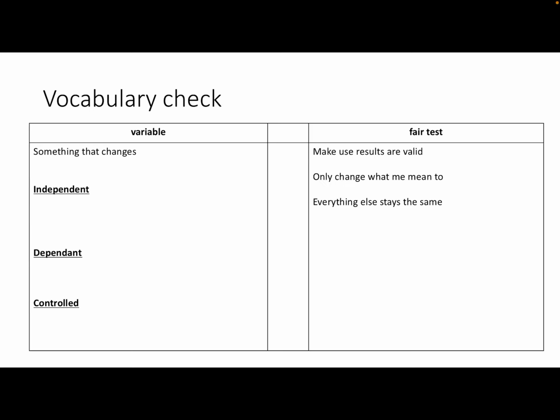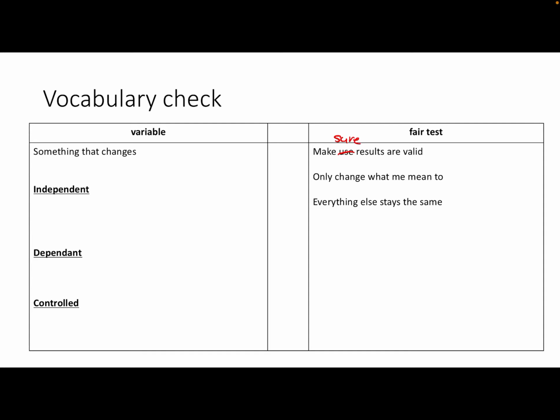We have a little vocabulary check. So I've got some words here. We've got our fair test up here. A fair test makes sure our results are valid. We're making sure that we only change what we meant to change, and we need to make sure everything stays the same. It's really, really important for our test to be what we call fair, so that our results are valid, so we can rely on them, so we haven't got any results that are wrong.